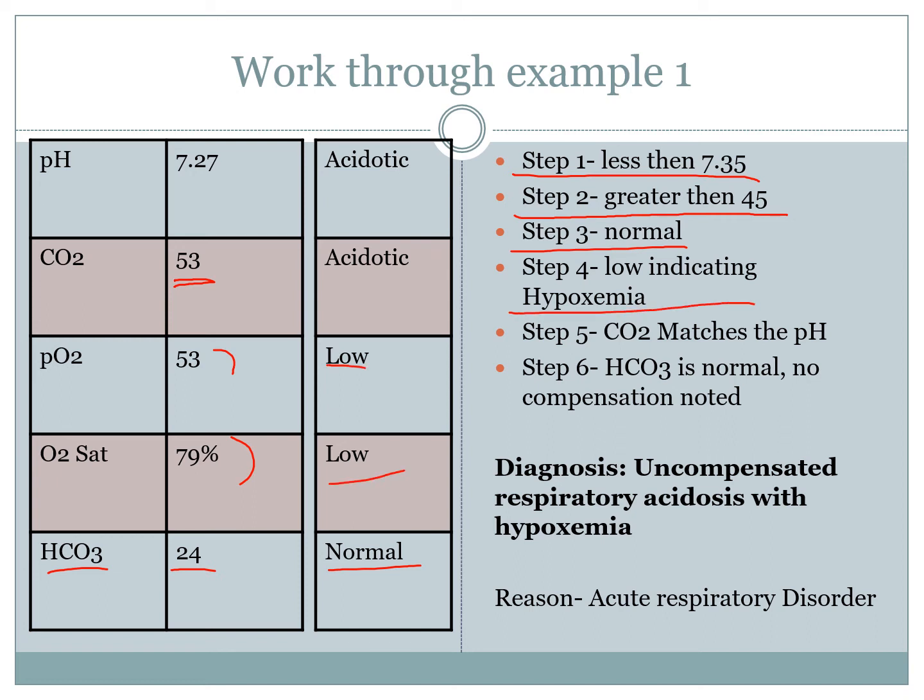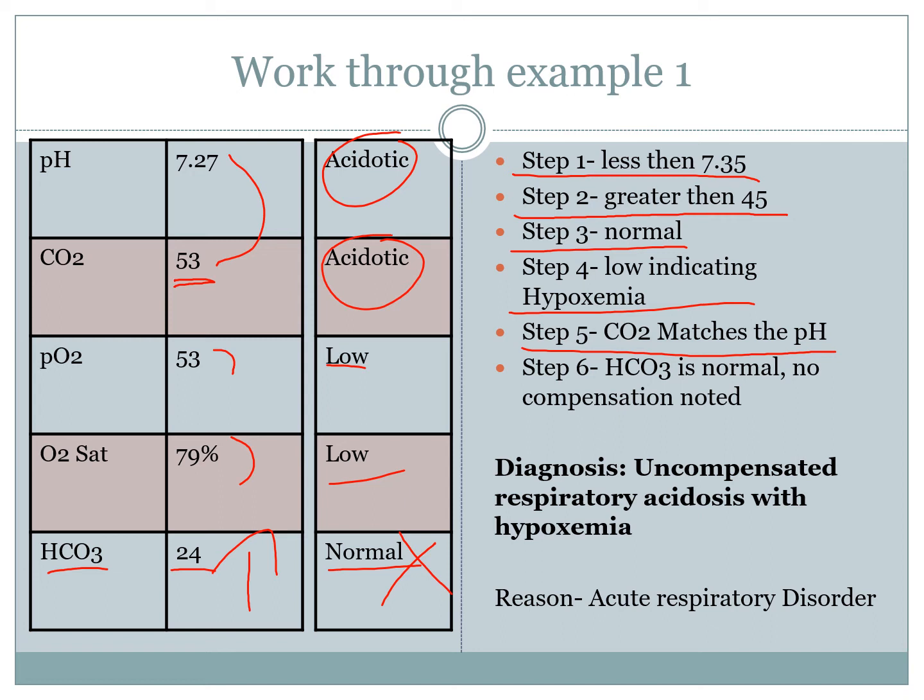When you look at step 5, we have a CO2 acidotic value and a pH acidotic value, therefore the CO2 and the pH match. Now, do we have signs of compensation? No, we don't, because the bicarbonate is normal. Okay, now if the bicarbonate wasn't normal, then you can have signs of compensation. Okay, so that's how the whole process works.